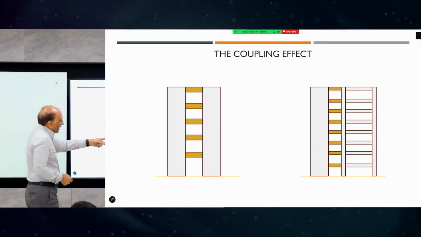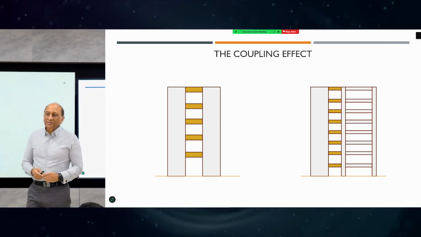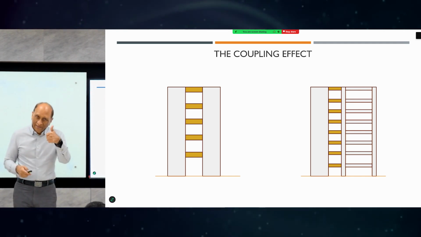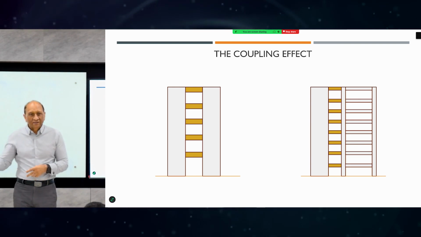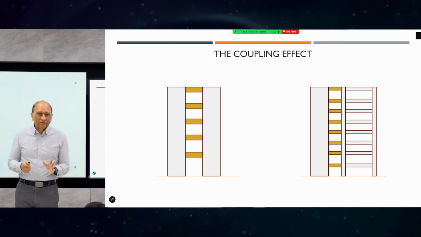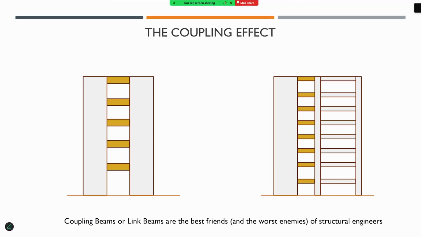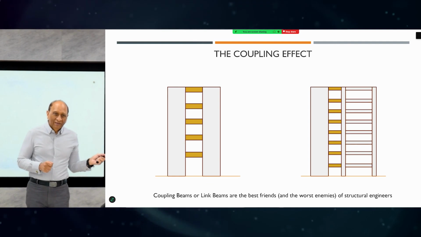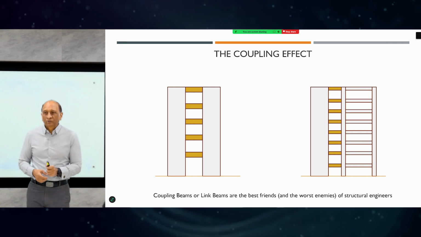Similarly, if there's a frame and there's a wall, connect them together by coupling beams. Okay? And these coupling beams will suddenly increase the performance of the structure in almost every way. Reduce the drift, reduce the natural period, increase the ductility, increase the stiffness, just wonderful. And so these link coupling beams, they are the friends of the structural engineer. So if you want to design a tall building, look for your friends, which is coupling beams. Where you can place them strategically, how you can design them.